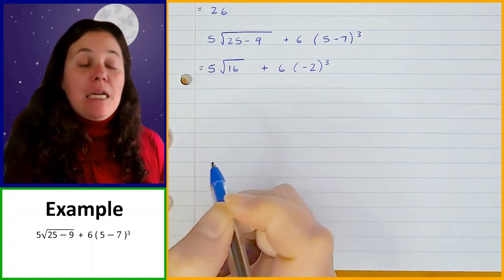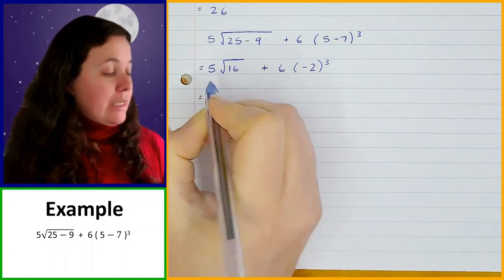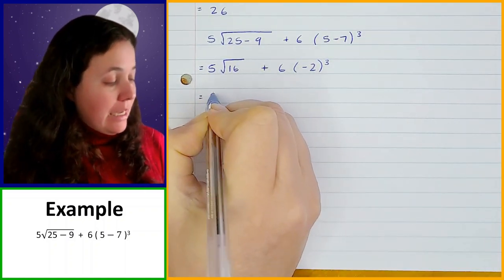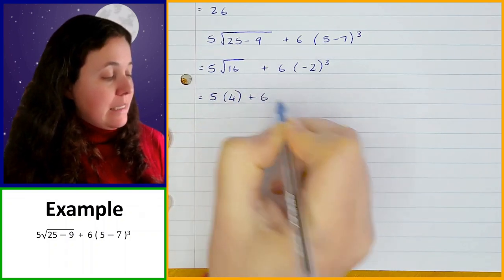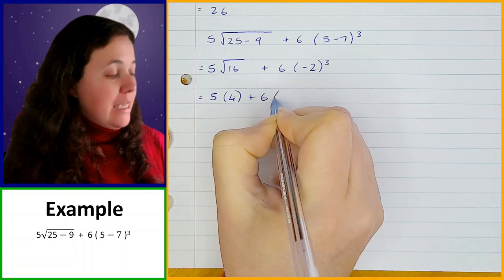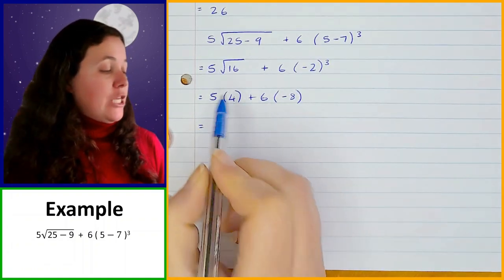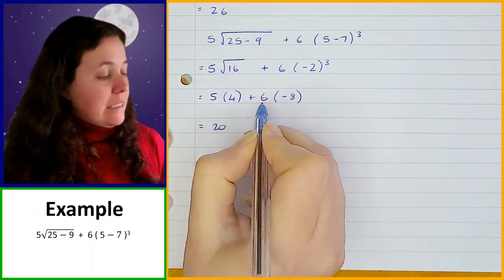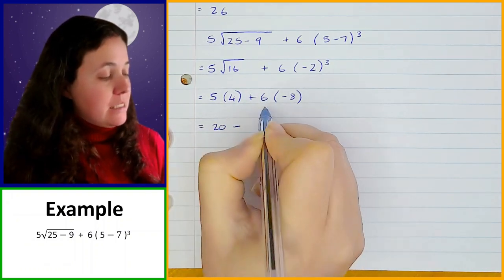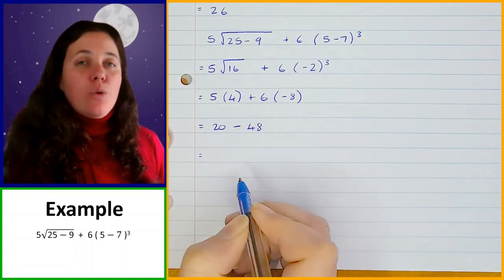Now that I've simplified that, I can work out my root and my exponent. So I can say 5 times the square root of 16, which is 4, plus 6 times negative 2 cubed, which is negative 8. And now I'm going to do my multiplication. So I have 5 times 4 is 20, and then positive 6 times negative 8 is minus 6 times 8, which is 48. And so finally, I can work out 20 minus 48.